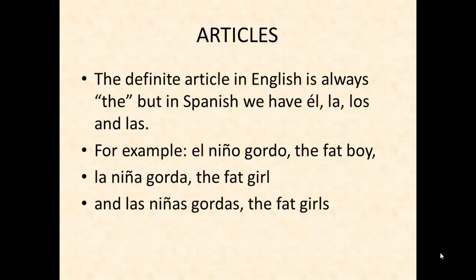Articles. The definite article in English is always the, but in Spanish we have el, la, los, and las. For example, el niño gordo, the fat boy, la niña gorda, the fat girl, and las niñas gordas, the fat girls.